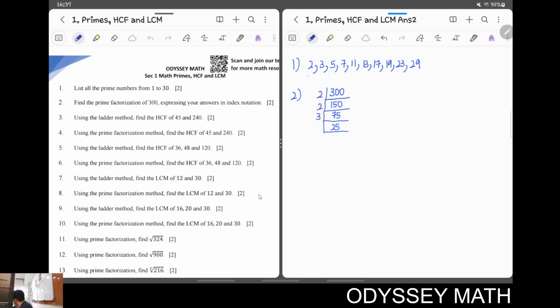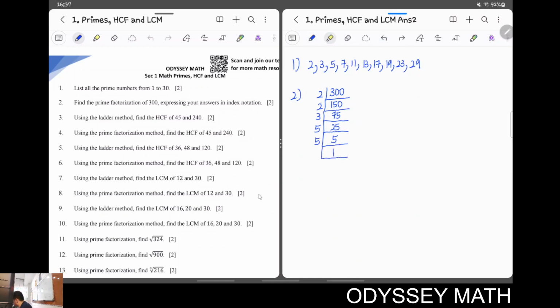So can it be divided by 2? Can 25 be divided nicely by 2? No. Can 25 be divided nicely by 3? No. Can 25 be divided by 5 nicely? Yes. So you put a 5 here. So 25 divided by 5 is 5. And then 5, can it be divided by 2 or 3 nicely? No. But 5 can be divided by 5 nicely. So you do all the way until you reach 1.